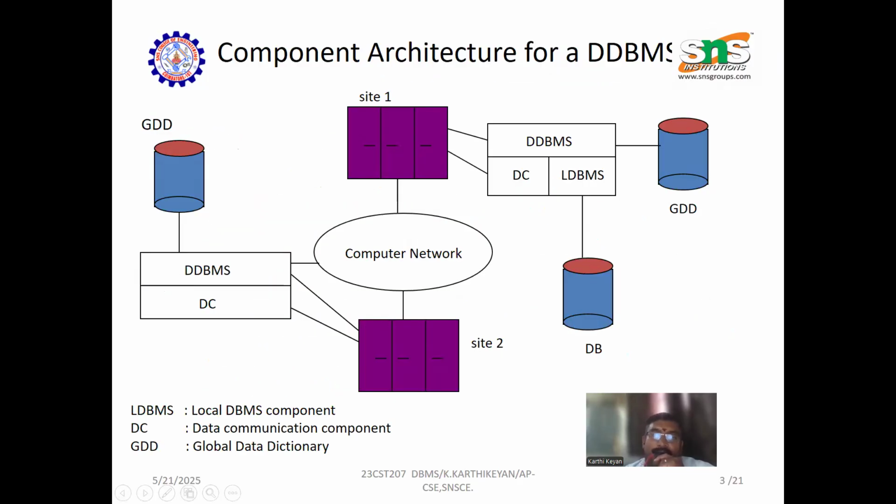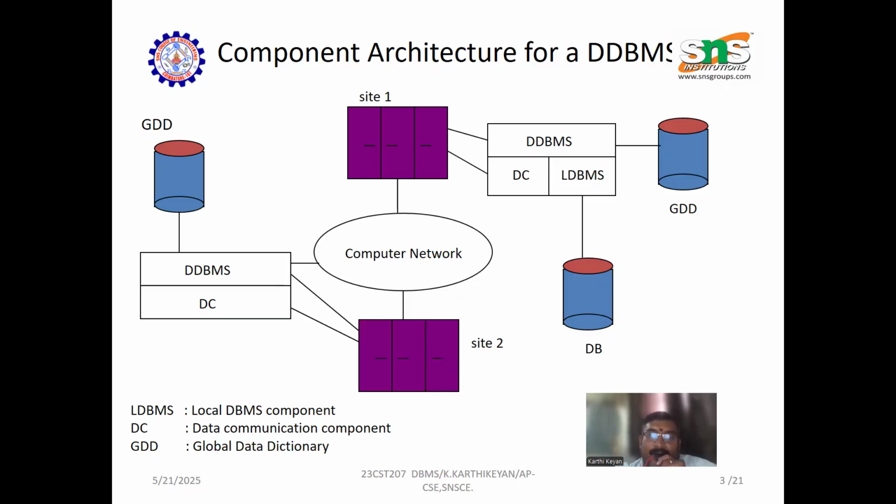So this is a common architecture of a DBMS. This is for the global data dictionary, and site 1 and site 2 are connected by the computer network, each with a database. This is a DC, and the LDBMS is logically related, based on the DB and the global dictionary, because each and every database can store logically interrelated data, whether available or not.